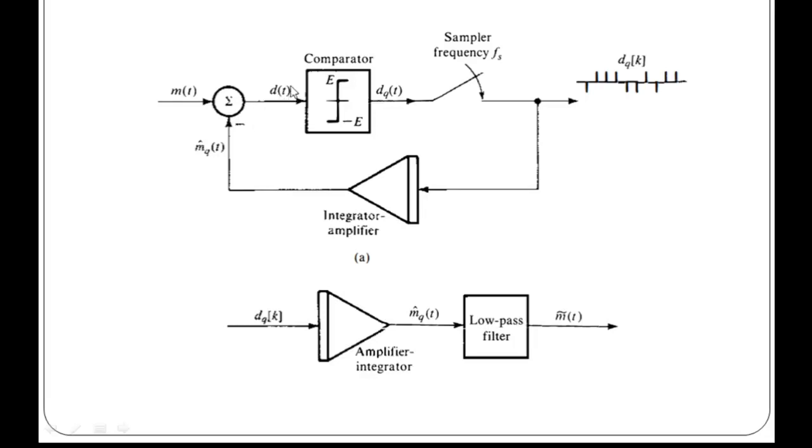These two are compared, and depending upon the difference, it can be either positive or negative. If the difference is positive, then the approximated signal is incremented by one step. The positive step here is delta, so it will increment or decrement by one step, that is delta. If the difference is negative, then the approximated signal is reduced by delta.